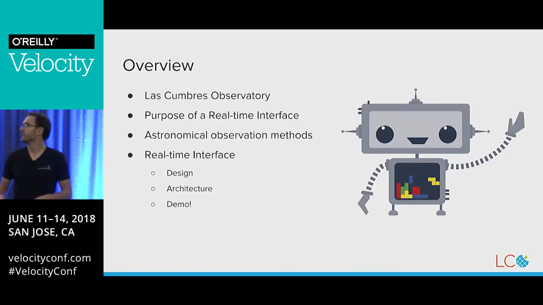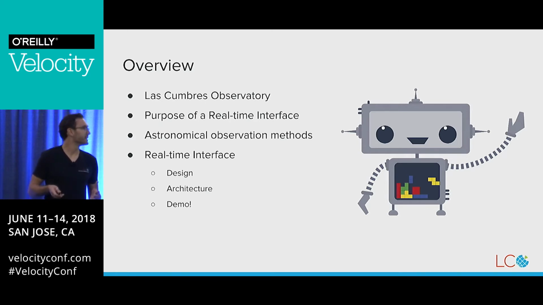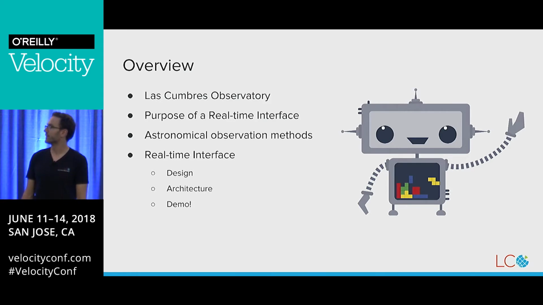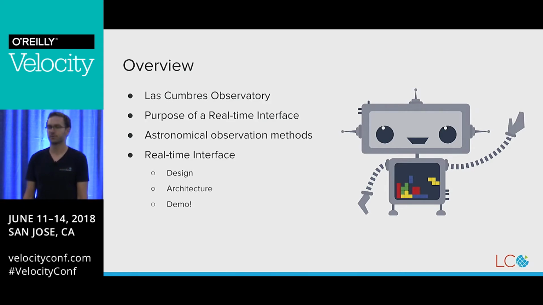So, things that I'm going to be talking about today are Las Cumbres Observatory itself, my employer, the purpose of a real-time interface, and astronomical observation methods, and the real-time interface itself, the design, the architecture, and finally, a demo. And this little guy here, his name is Cyril. He is going to help us do the demo. He is Las Cumbres Observatory's mascot.